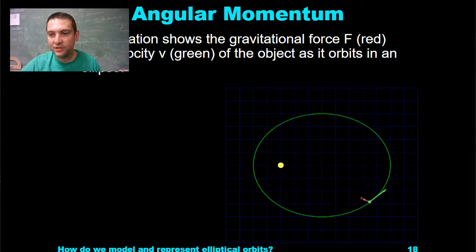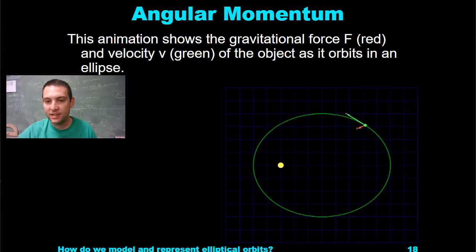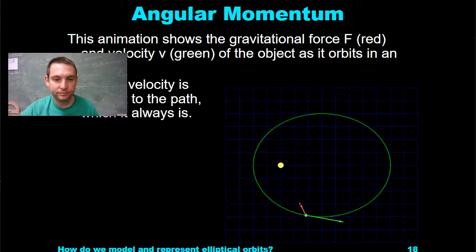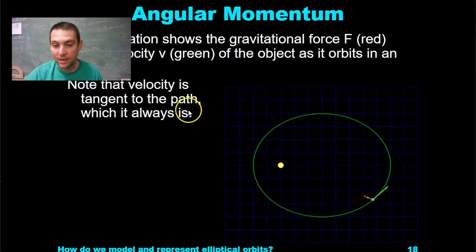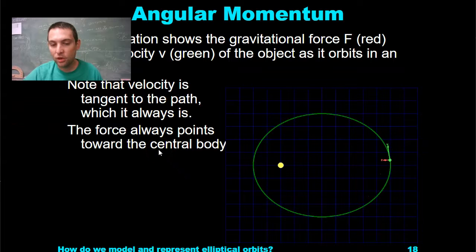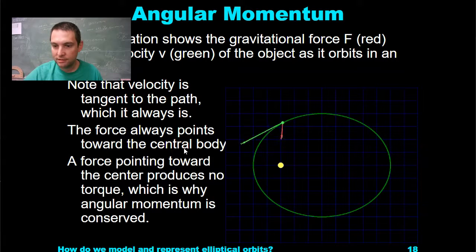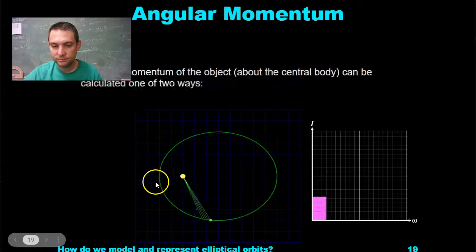This animation shows gravitational force F, which is red, and the velocity v, which is green, of the object as it orbits the ellipse. Note that the velocity is tangent to the path, which it always is. The force always points towards the central body, just like a normal circle. A force pointing towards the center produces no torque, which is why angular momentum is conserved.